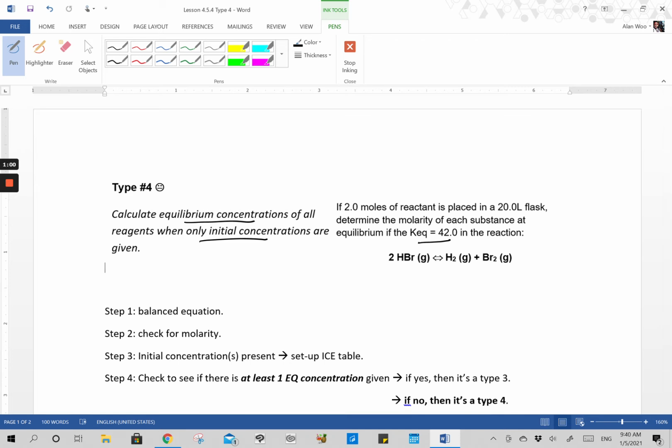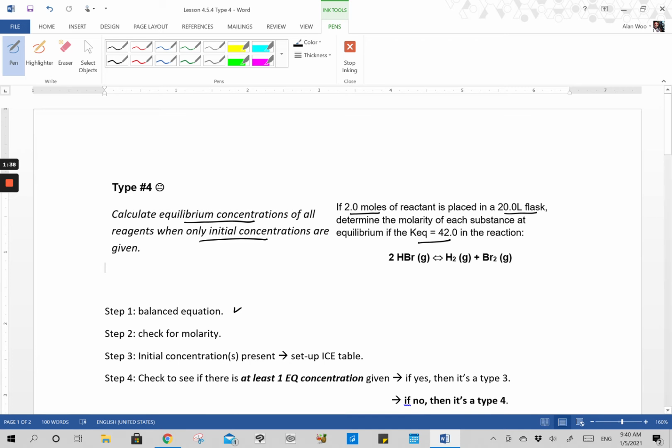So just like with all your other problems, you always want to start with step 1 and check to see if your equation is balanced. And in this case here, we do have a balanced equation. So the next thing you want to do is check for molarity. You can see right here that you're given everything in moles. They tell you that the reaction vessel, or the flask that your reaction is carried out in, is 20 liters. So you're given a volume.